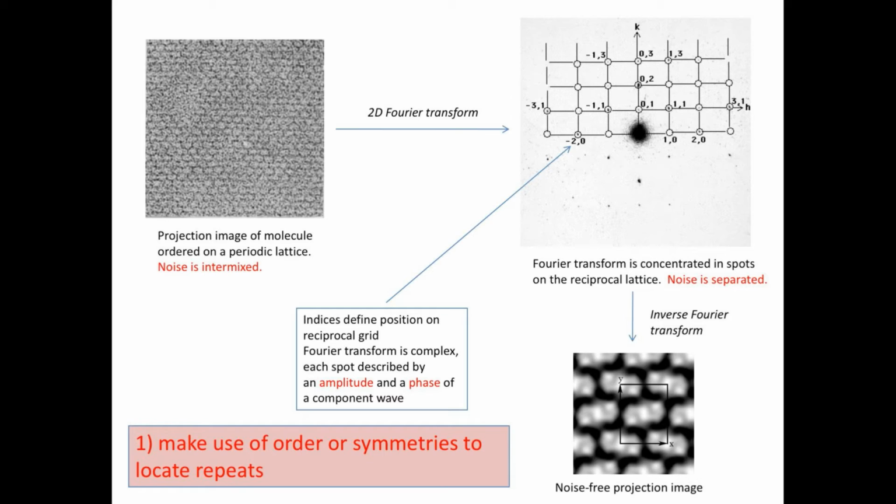Now what I showed here are just the amplitudes, but what we have in Fourier space is both the amplitudes and phases that are needed in order to get back here.